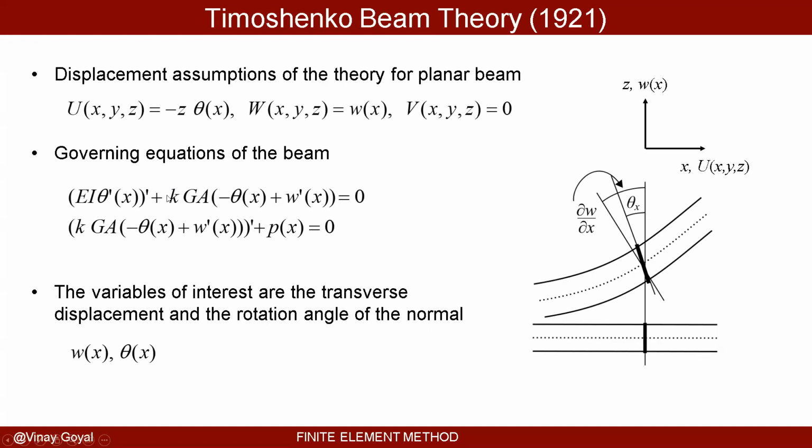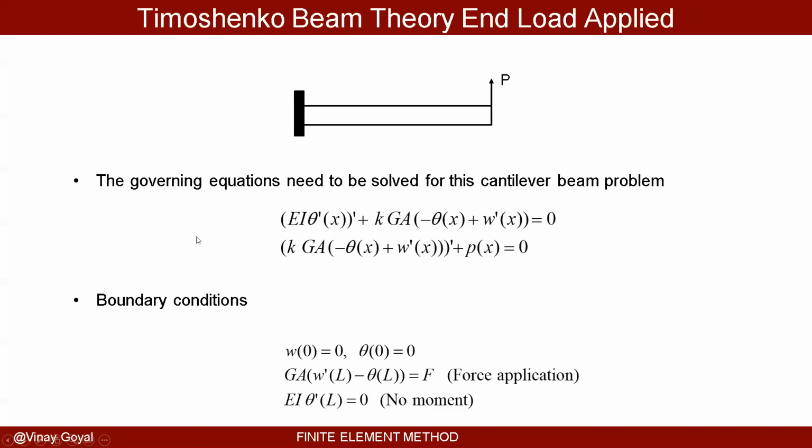So what I want to solve for here, I have two equations and two unknowns, and the two unknowns are theta and W. And what I want to do is, for example, take this example of a beam that's clamped at one end, loaded in the other end. We want to derive the equations that need to be solved for this cantilever beam.